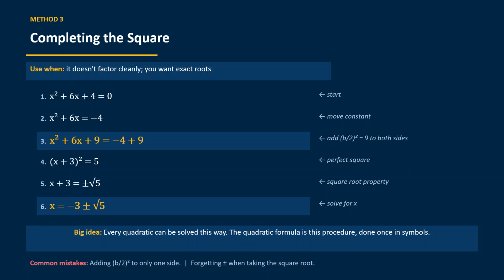The big idea is that completing the square is exactly how the quadratic formula is derived. If you understand this method, the formula is not something you memorize blindly. Common mistake: forgetting to add the squared value to both sides. If you only add it on the left, the equation is no longer balanced.